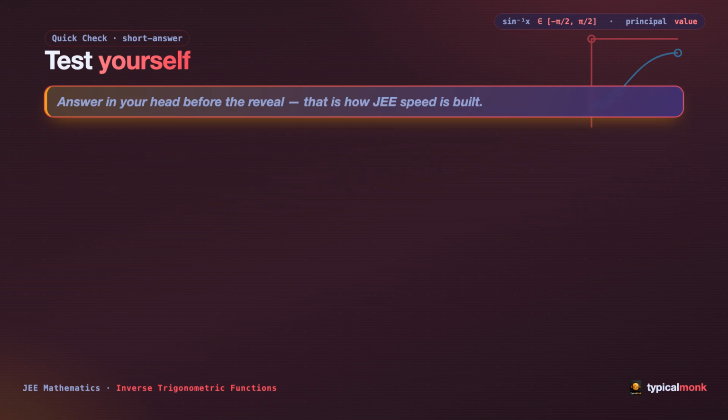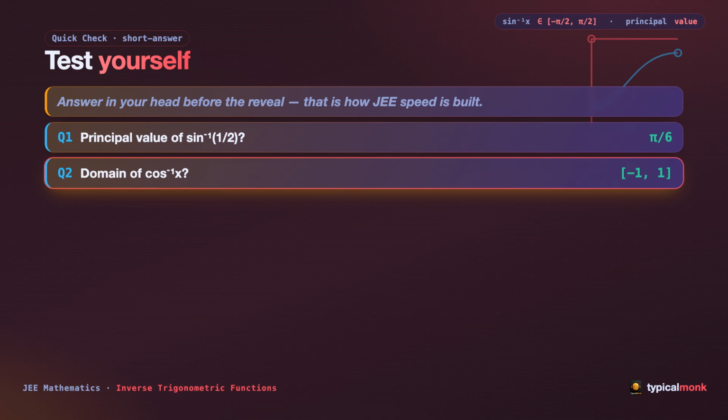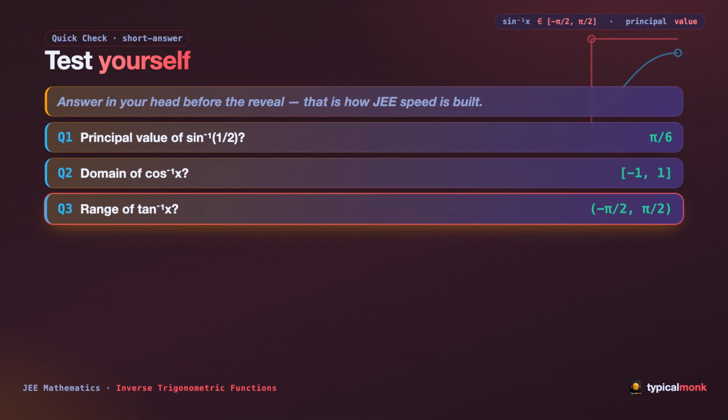Time to test yourself, rapid fire. Here is the rule. I ask, you answer in your head before the reveal. No pen, no paper, just the ideas you built today. Question 1. What is the principal value of sine inverse of 1/2? Pi by 6. Question 2. What is the domain of cosine inverse x? -1 to 1.